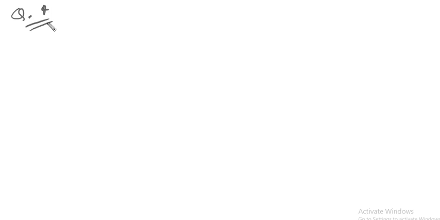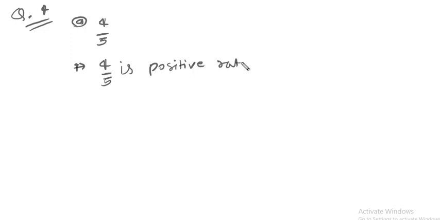Question number 4: identify the positive and negative rational numbers. So here you have to just identify. First, A is equal to 4 by 5. Here it is plus, so you can write here 4 by 5 is a positive rational number, right? Now come to the B part, 7 by 8.